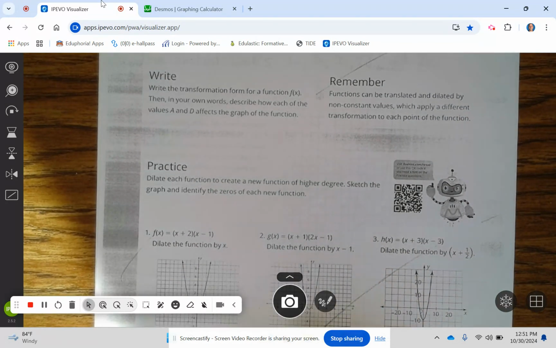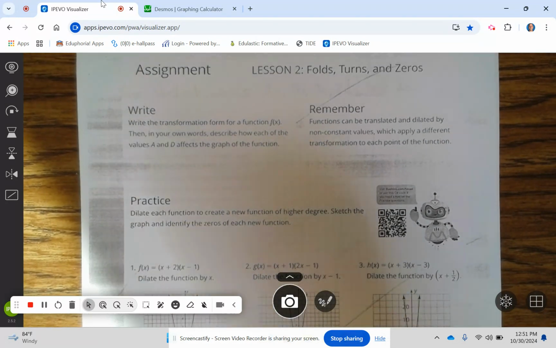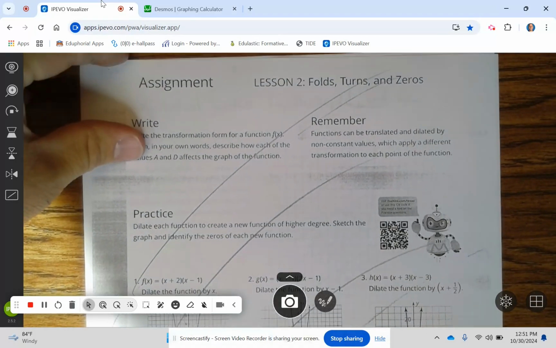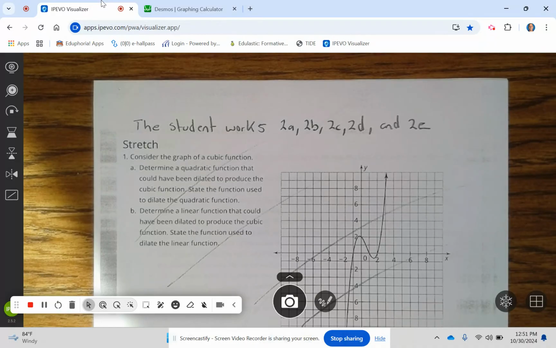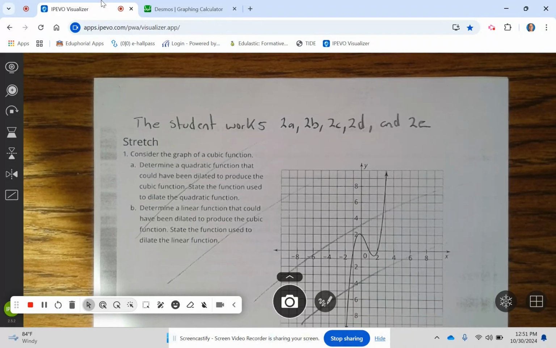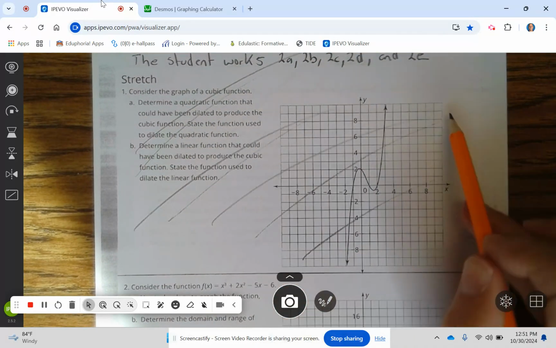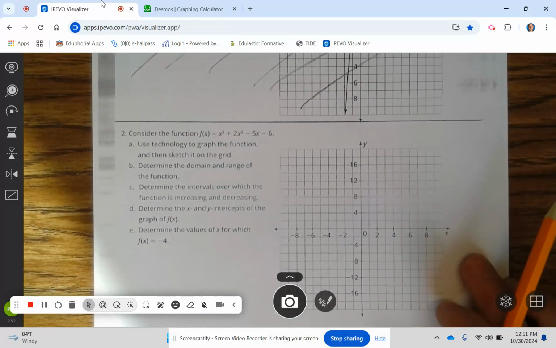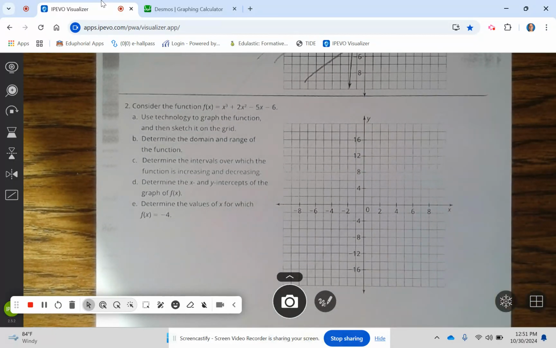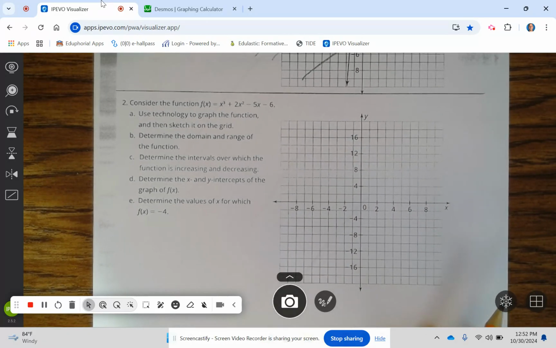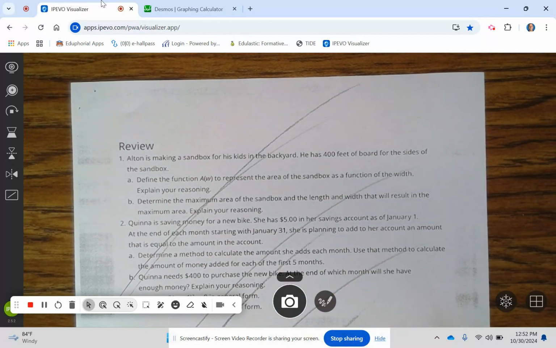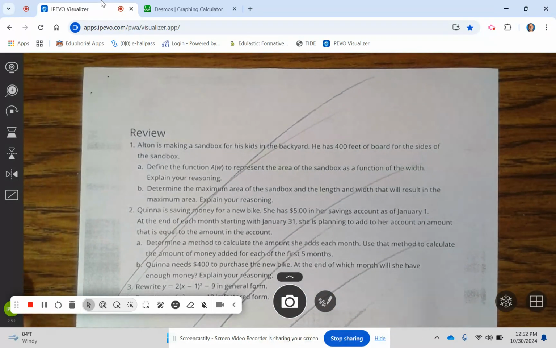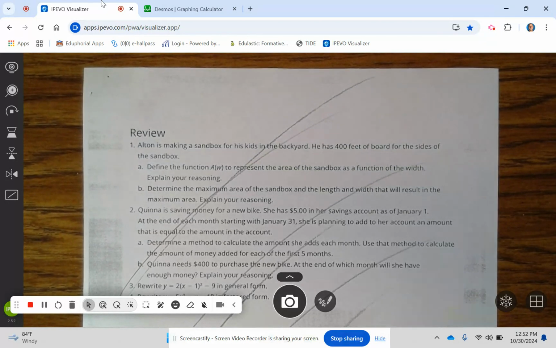Go ahead and mark out this page. The student works 2A, 2B, 2C, 2D, and 2E, and marking out that. And then there's your 2A, 2B, 2C, 2D, 2E. And then mark out this page. And then go and start working on your assignment, and have a wonderful Wildcat day.